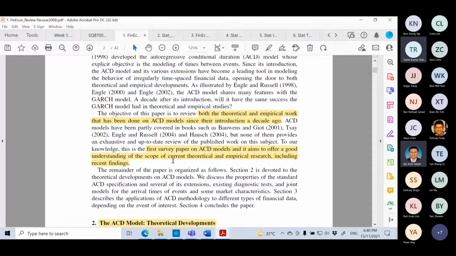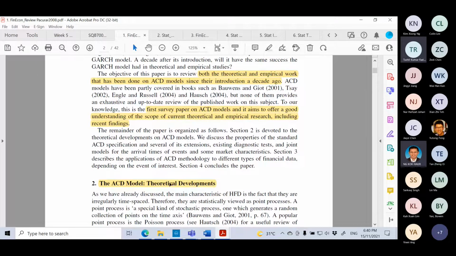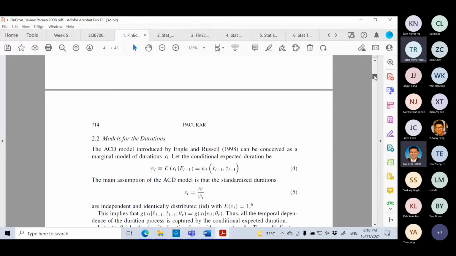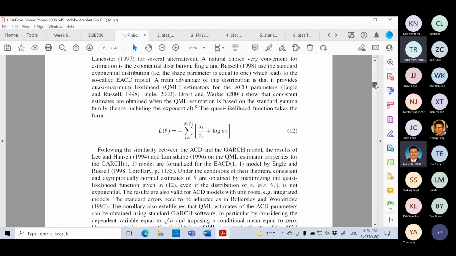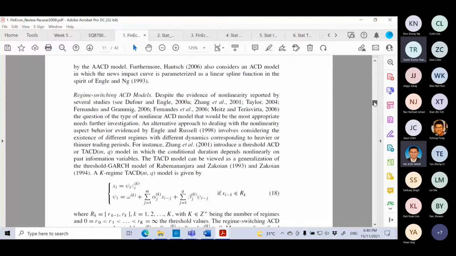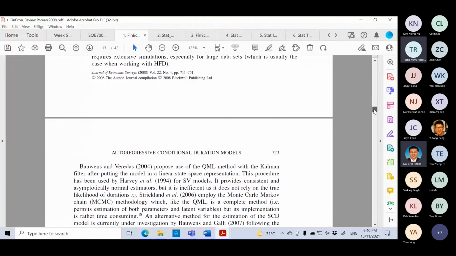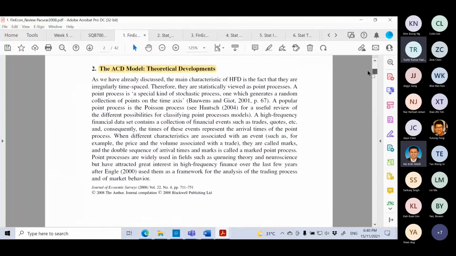About the survey paper, I do not want to go through the content one by one. They will tell you about the ACD model and the development of the ACD model, and as I mentioned, we do not need to go through the formulas in detail. Let me go back here.